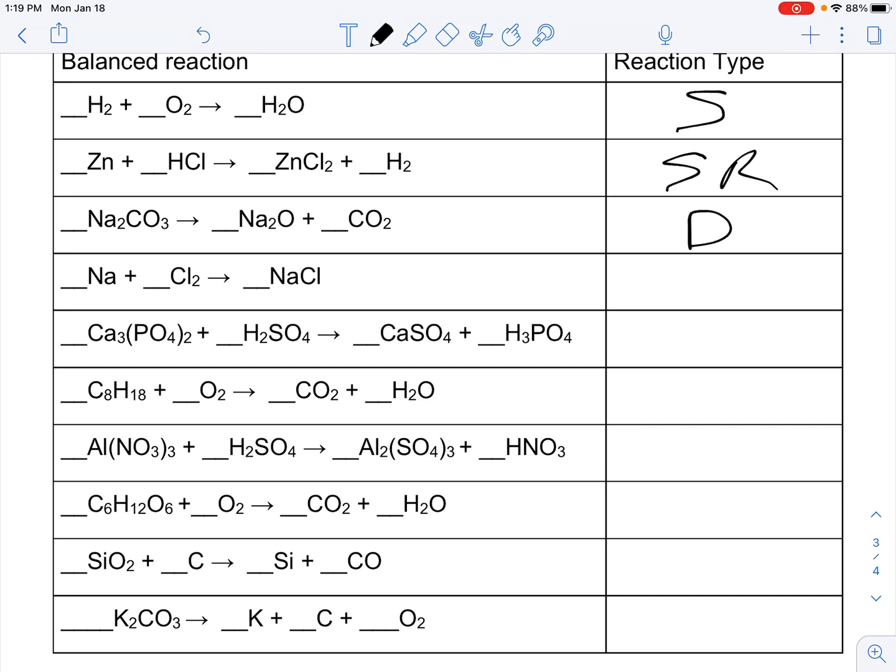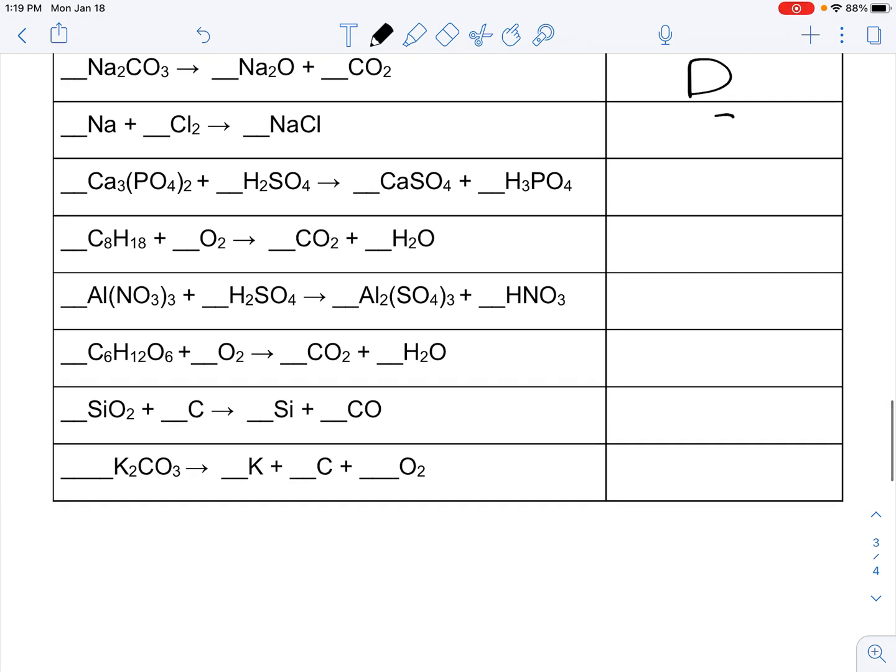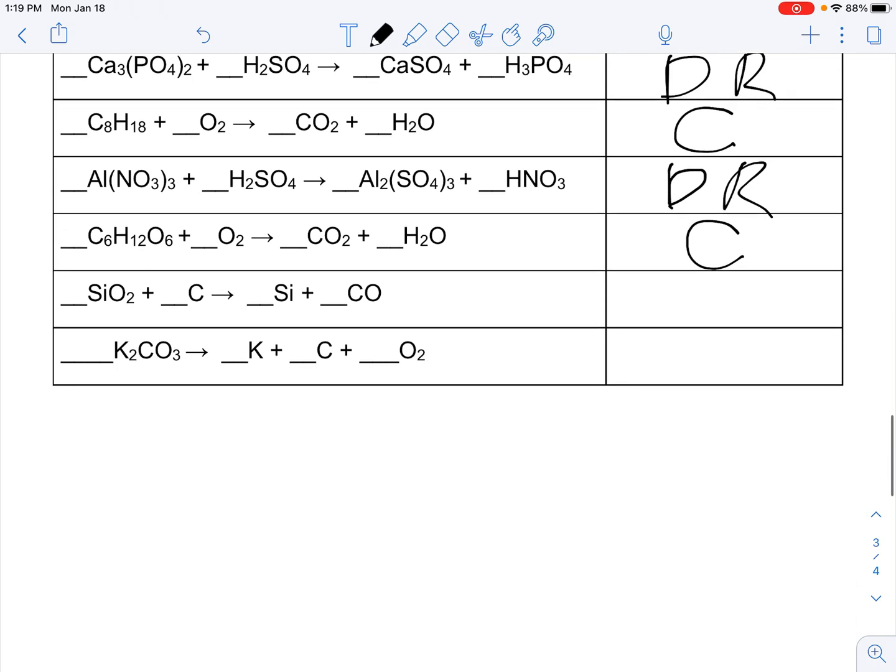Here I have decomposition, because I have one reactant. Again, synthesis, one product. Double replacement, because I have two compounds on both sides. Here I have combustion, because I have CO2 and H2O as my products, which makes that one also combustion. Here I have two compounds on both sides, so it's double replacement.